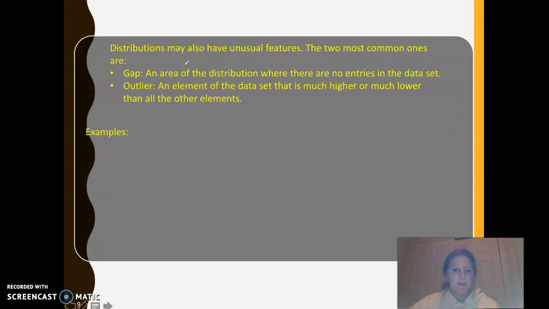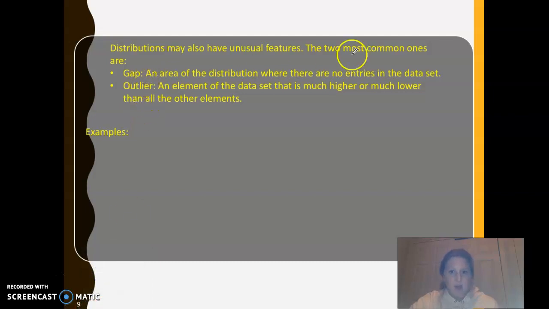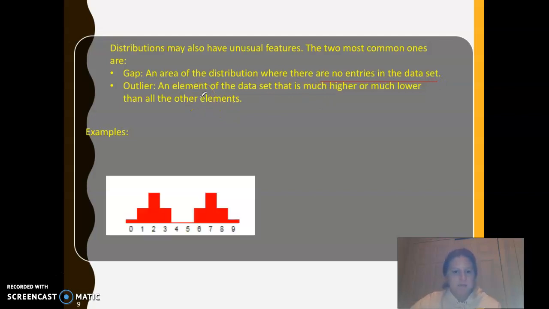Uniform. Here we go. We're on to some unusual features that graphs can have. Data distributions can have gaps and outliers, and we're going to talk about both, what to do, and what those look like. Gaps are an area where there are just no entries in the data. There's just a blank space. That's a gap.